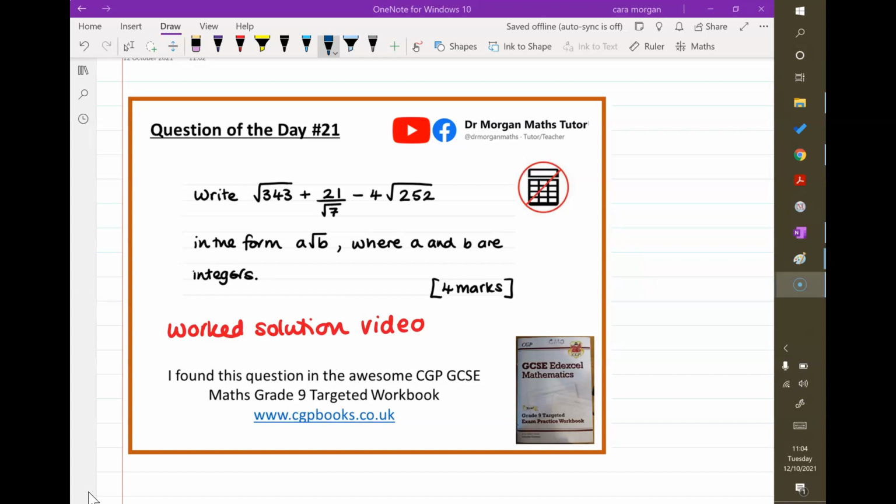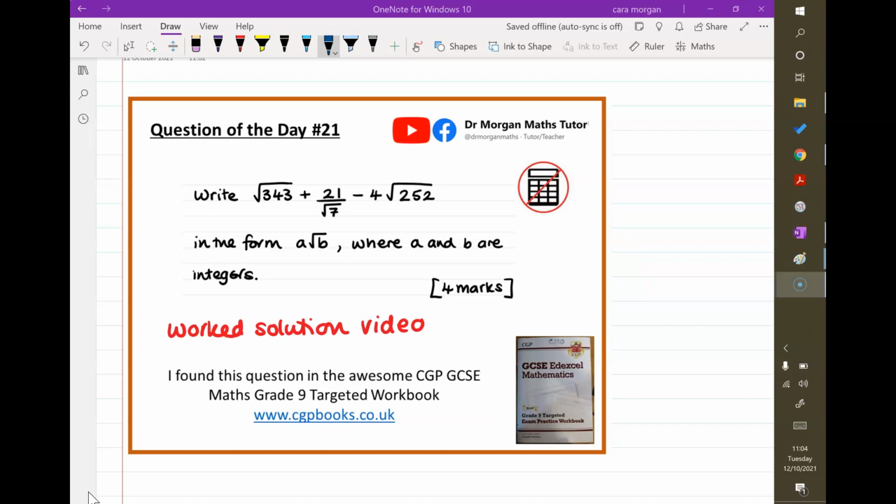So my question today is taken from a really nice little exam practice workbook published by CGP, who make some really great books. It's targeted particularly at grade 9, so anyone doing higher level GCSE, anyone starting AS and wants to get a bit better at surds, this is a kind of question for you.